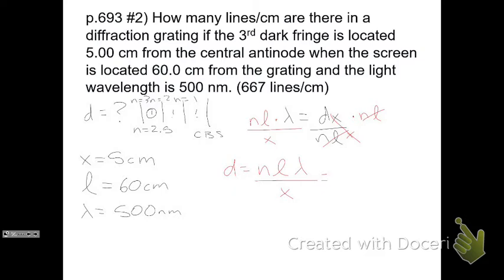We have 2.5. Length is 60 centimeters. Oh, and I need to change my wavelength. This is in nanometers, so I'm going to put it into centimeters. Using the unit conversions part of your formula sheet, we need to know that 1 nanometer is 10 to the negative 7 centimeters. So this will give us our wavelength in centimeters: 5 times 10 to the negative 5 centimeters.